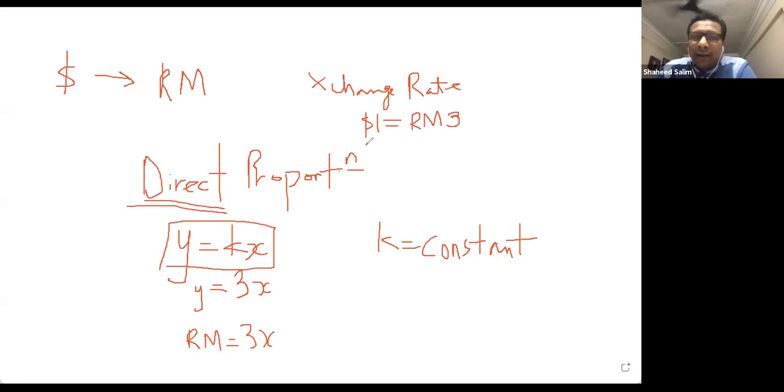You cannot just write ringgit equals Singapore. You cannot just write this equals. Because you need to times something by the Singapore dollar. In this case, you times by k, the constant, which is 3. So 3 times Singapore dollar equals the ringgit. This is constant. So remember, there's such a thing called constant.